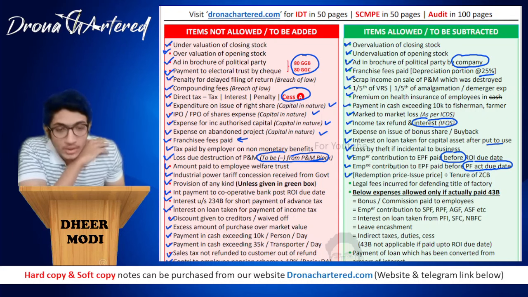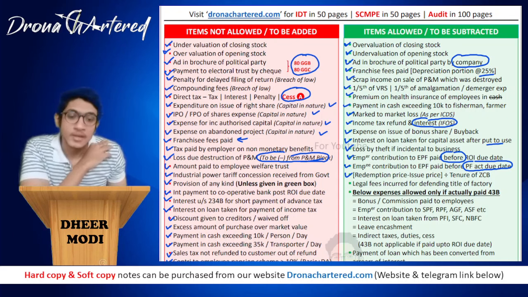Therefore, your redemption price, in our case, is 100 minus your issue price. Your issue price is how much? 80. That is 20 divided by the 10-year bond, that is 5 years. That means you will get a deduction of 4 rupees each year.